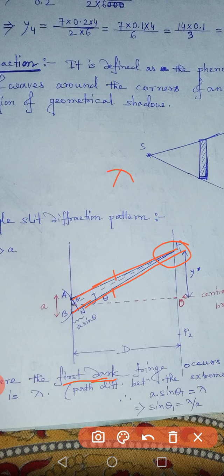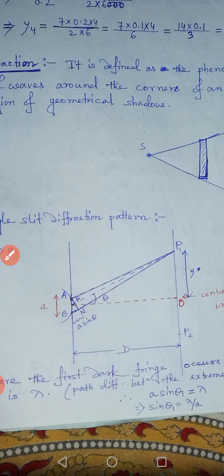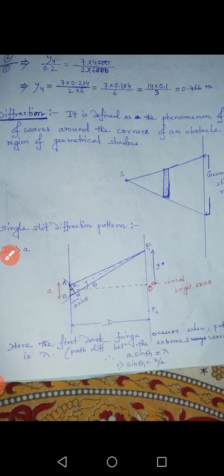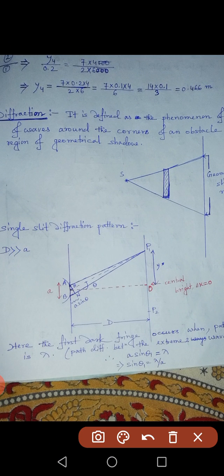This is the path difference between the extreme two waves. But as we know, there will be a number of sources, so a number of waves are actually meeting at P. I said that if the path difference between this wave and this wave is lambda, then point P will be the first dark. Now let us see how. That's what I have written here: the first dark fringe occurs when the path difference between the extreme two waves is lambda.